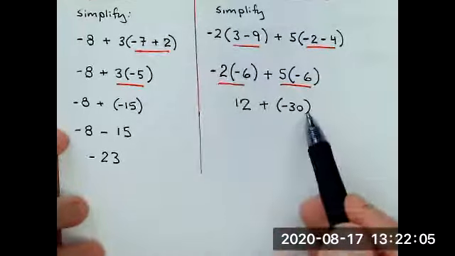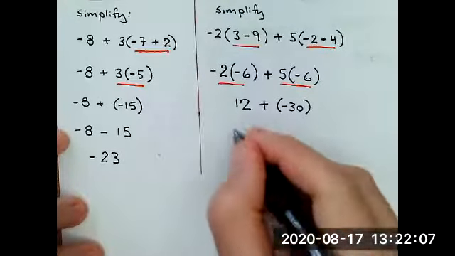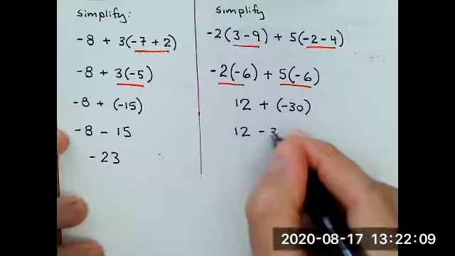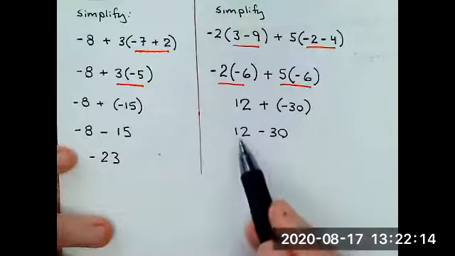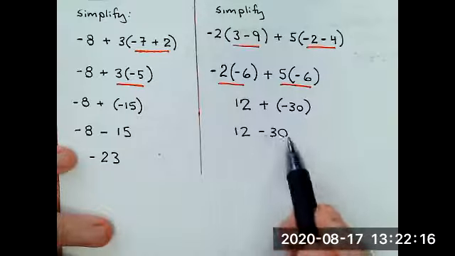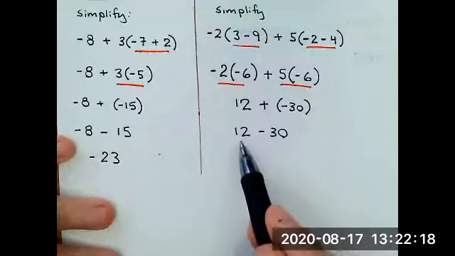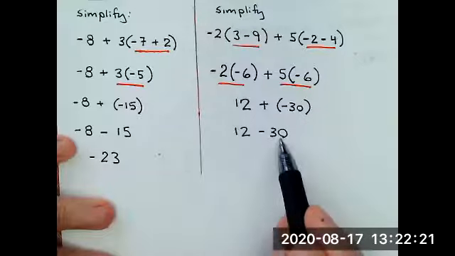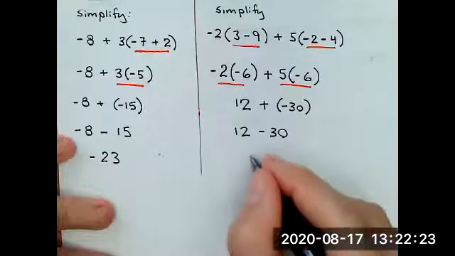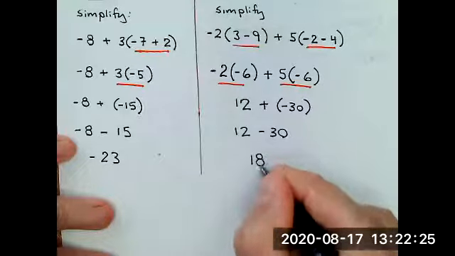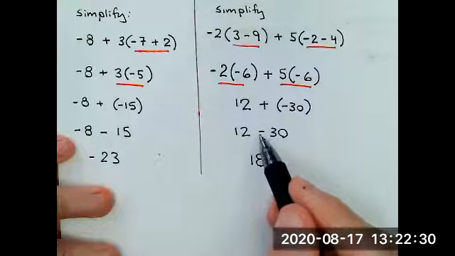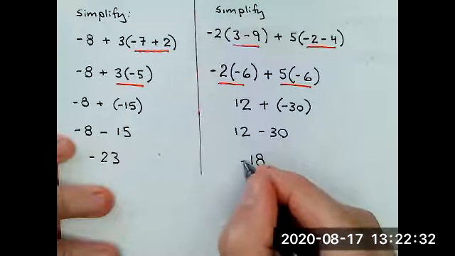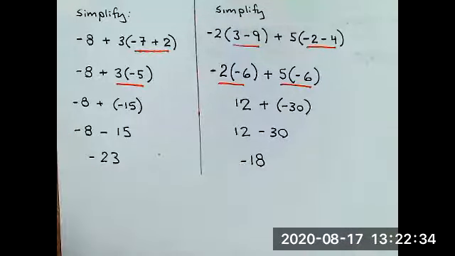You can write it this way, or you could simply write 12 minus 30. Those mean the same thing. So we're adding numbers with different signs. So we subtract their absolute values. Take 12 away from 30, and we get 18. But because the number with a larger absolute value is negative, the result is going to be negative. Let's do some more.